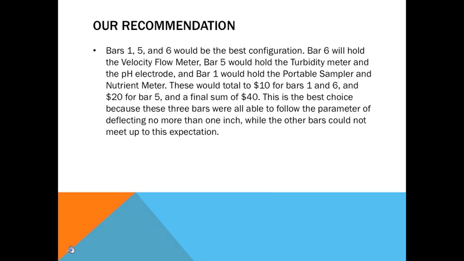Based on our MATLAB calculations and our experimental data, we are recommending bars 1, 5, and 6. Bar 6 will hold the velocity flow meter, bar 5 will hold the turbidity meter and the pH electrode, and bar 1 will hold the portable sampler and the nutrient meter. Both bars 1 and 6 cost $10 and bar 5 costs $20, making the total cost $40. This is the best choice because these three bars were able to follow the parameter of deflecting no more than 1 inch, while the other bars could not meet up to this expectation.